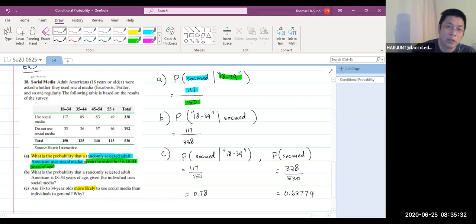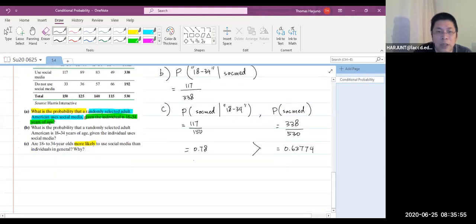Okay, then we can see that, yes, that age group, 18 to 34, tends to have more tendency to use social media, by looking at the probability. So the answer is yes.